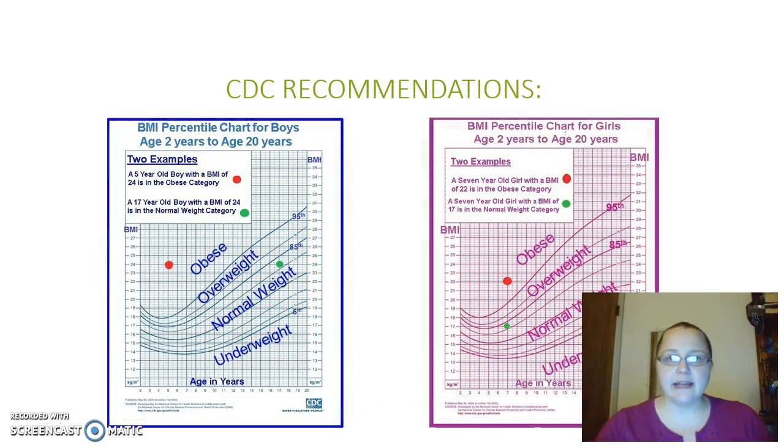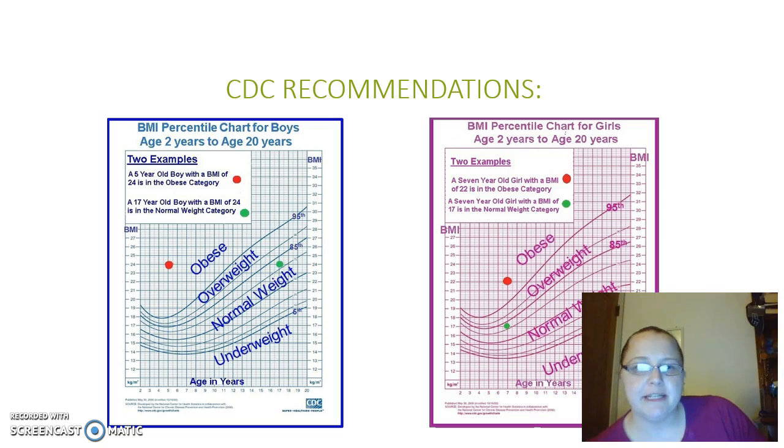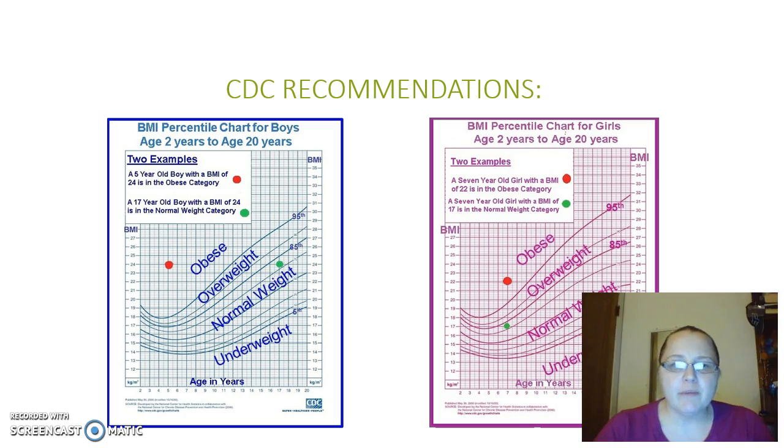The next I have is CDC recommendations. These are just charts that are used to show the percentile for boys and girls ages 2 and up to the age of 20. So this just shows examples of a boy and a girl where they would be considered on the BMI chart. Doctors use these in their offices as well to show whether or not a child is obese or overweight or considered normal.